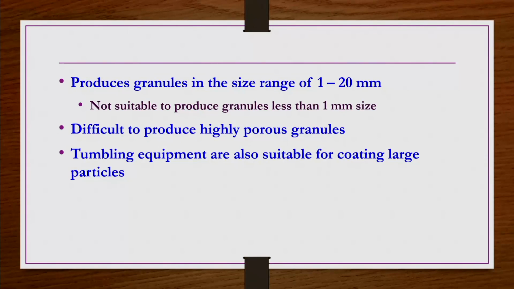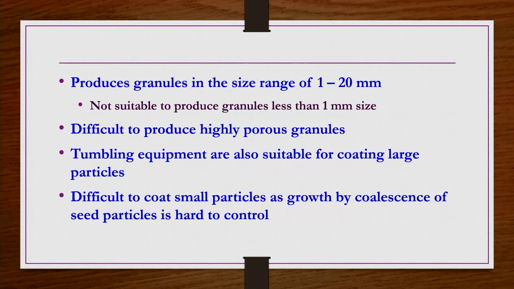The tumbling equipment is also suitable for coating of large particles. First of all, they are not suitable for producing small size particles from fines. They are suitable for producing larger size particles up to 20 mm, and in addition they are also used for coating such large particles. However, as I already mentioned, they are not suitable for producing smaller size particles, and it is very difficult to coat such small size particles.